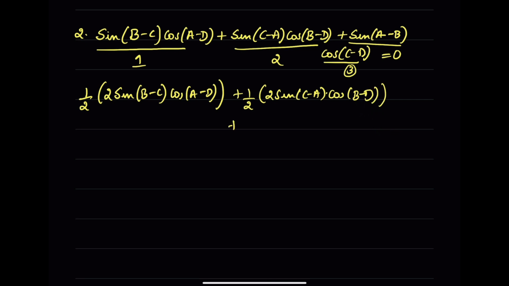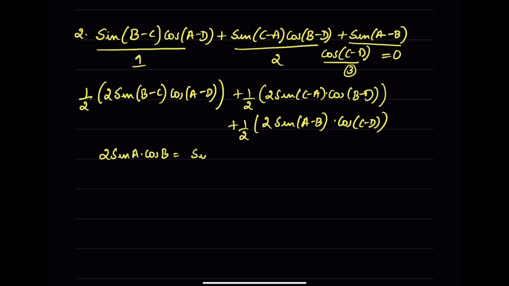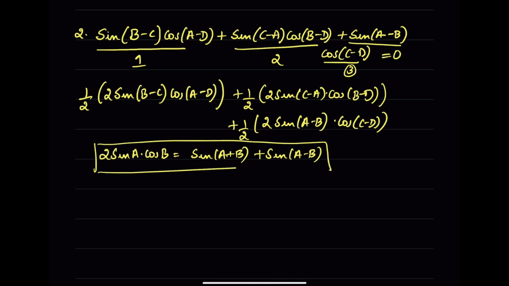And the last part is 1 by 2 times 2 sine of A minus B times cos of C minus D. Okay, now here we can apply the formula of 2 times sin A cos B, which is sine of a plus b plus sine of a minus b. So this is the formula which we are going to apply on all the three parts of this equation. So let's address the first part now.